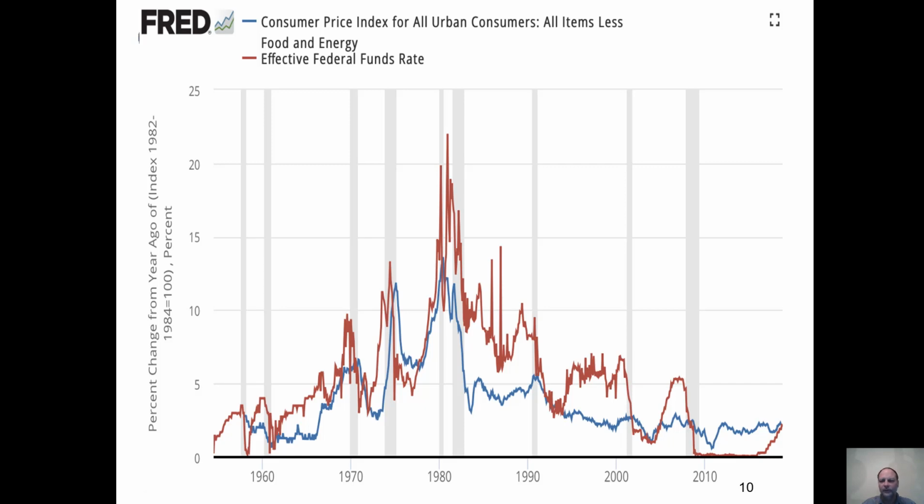Of course, one of the reasons the government can't really fight inflation that easily is it has so much debt on its books. If it raises interest rates, it's raising interest rates on itself.